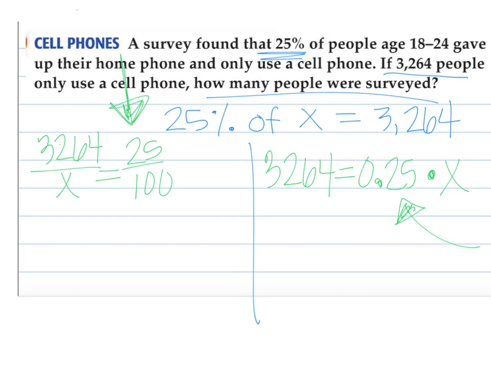And now I can solve it both ways. With my proportion, I'm going to do 3,264 times 100 divided by 25. And I get 13,056 people were surveyed. And then if I do the same over here, 3,264 divided by 0.25, I would also get 13,056 people were surveyed.